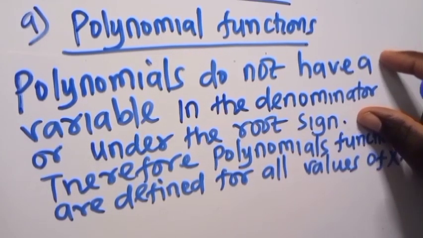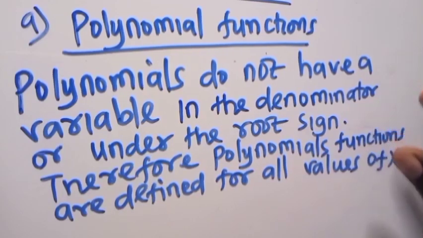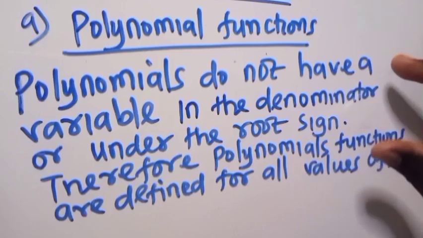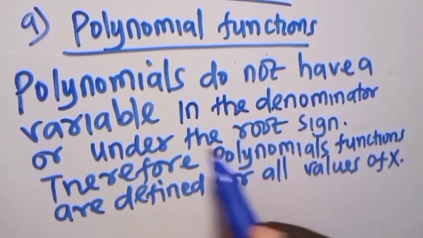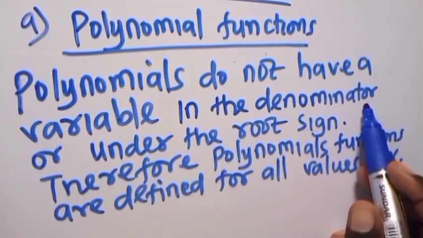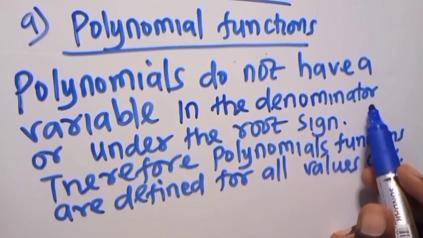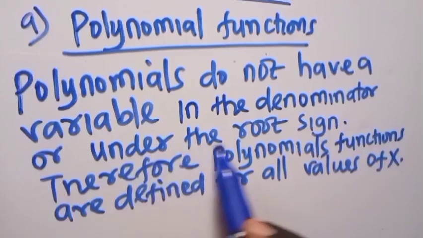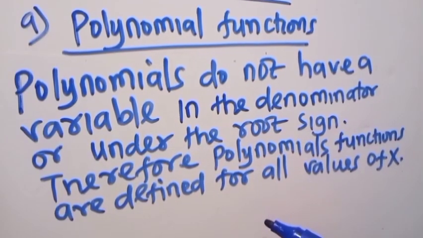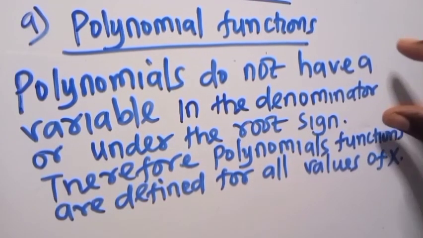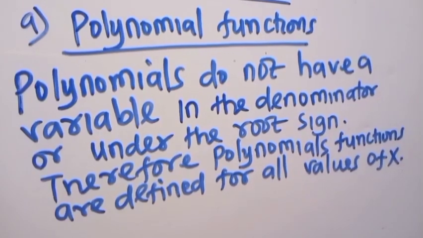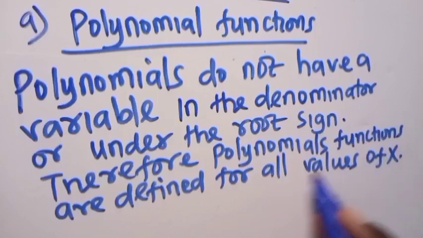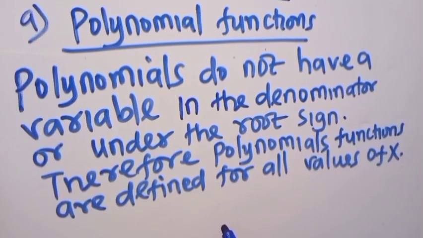Then it does not have a variable in the root sign, and that means we cannot find the square root of a negative number, and therefore it obeys the two rules. It does not have a variable in the denominator, and therefore the first rule is obeyed, and it does not have a variable under the root sign, and therefore the second rule is also obeyed. And therefore, polynomial functions are defined for all values of x.